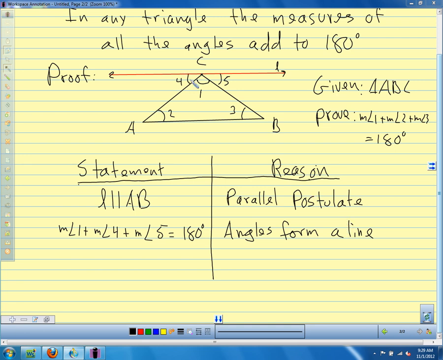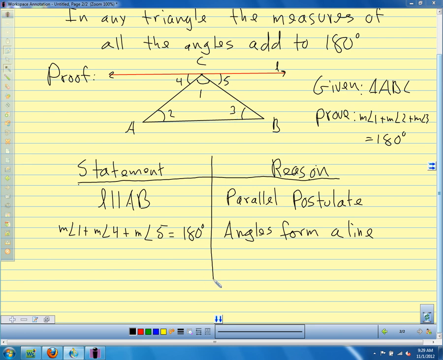Are they on the same side or opposite side of the transversal? Opposite. So what do we call two angles that are on opposite sides of the transversal inside the parallel lines? They're alternate interior angles. What do we know about alternate interior angles? They're congruent. This is just like our opener. What about angle 5 and angle 3? Same thing. They are also alternate interior angles.